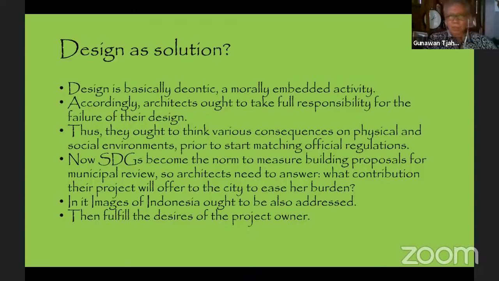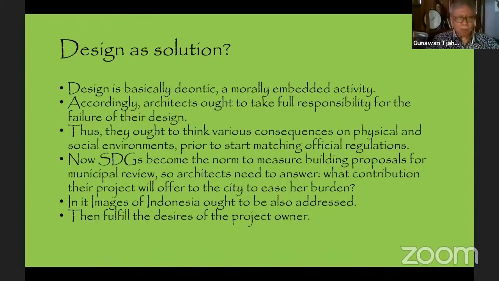Then design a solution. I think the example had already been provided by Dr. Yang. Thank you, Ken, for doing so. So I don't have to give any example anymore. Design is basically deontic, a morally embedded activity. Accordingly, architects ought to take full responsibility for the failure of their design. Hence, they ought to think about various consequences on physical and social environments prior to starting to batch official regulations.